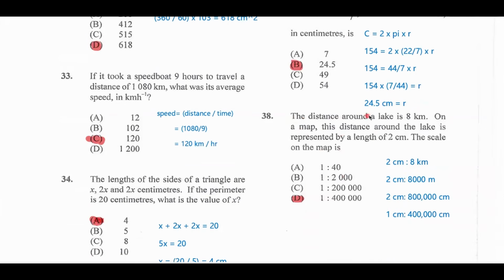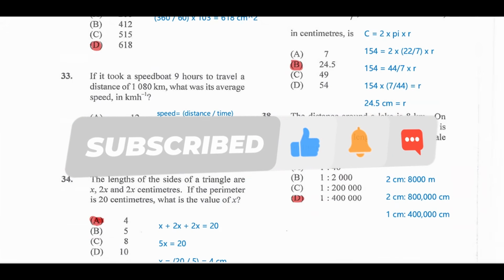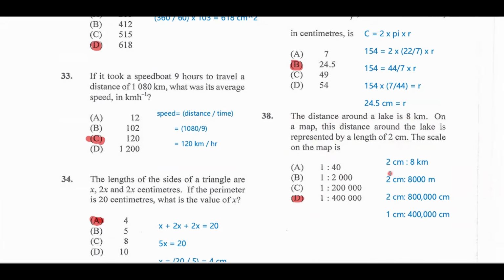Number 38, the distance around a lake is 8 kilometers. On a map, this distance around the lake is represented by a length of 2 cm. The scale on the map is, well, if 2 cm is 8 kilometers, converting that into meters, you multiply by 1,000, you get 8,000 meters. Converting this into cm now, you multiply by 100, you get 800,000 cm. And then you divide by 2 to get 400,000 cm. That's to make sure the units match. Okay, cm to cm. So it's 1 to 400,000, that's D.